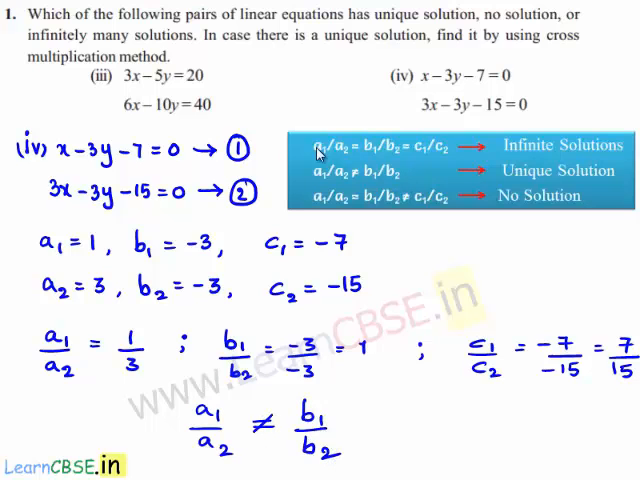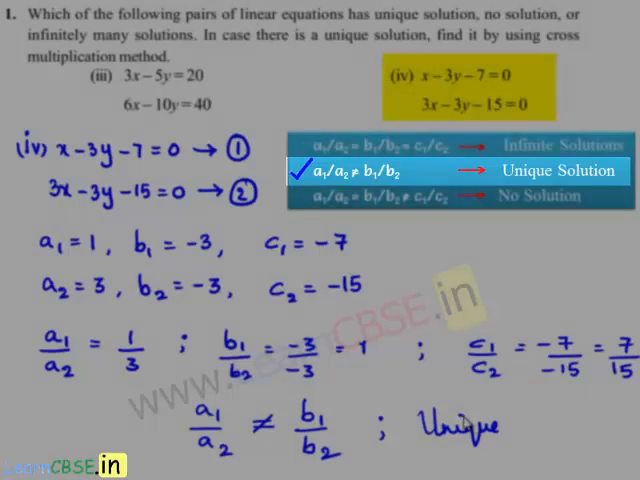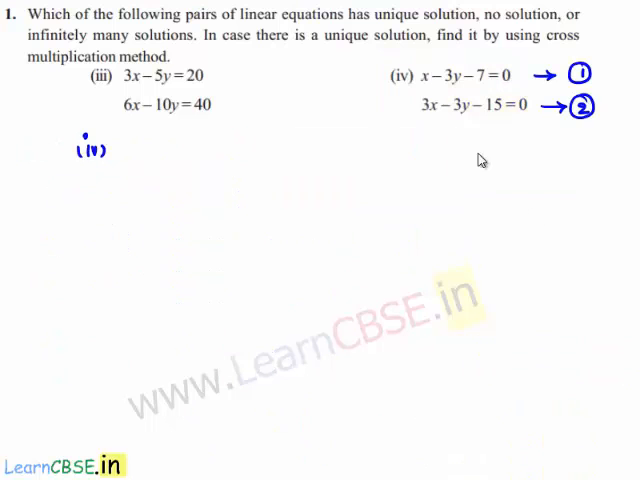So from the second condition, we can say that the given set of linear equations have a unique solution. It is because a1 by a2 is not equal to b1 by b2. So these pair of linear equations have a unique solution. Since the given set of linear equations have a unique solution, we must find the solutions, namely the x and y. So it is by the cross multiplication method.